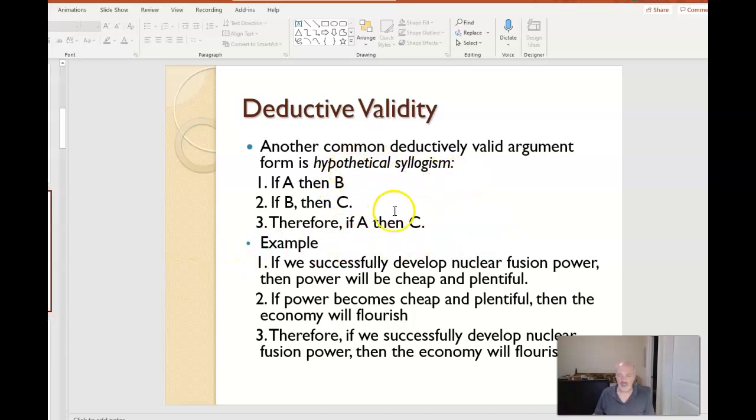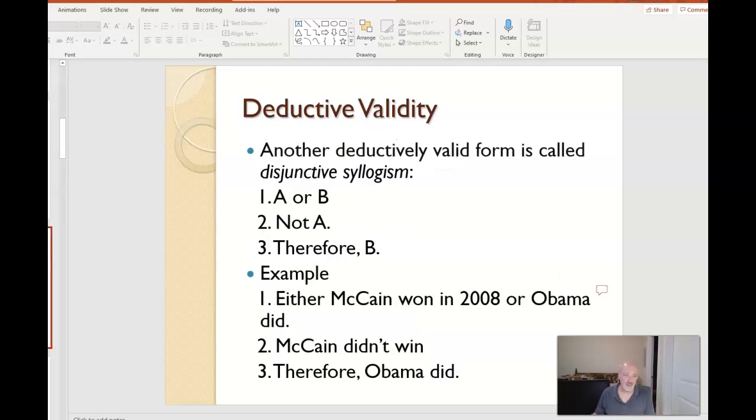So again, canvassing the arguments that the book gives us, there's a hypothetical syllogism, which is 3 if-then statements in a row, connecting A to B, B to C, therefore A to C. So again, this is, I believe, a simple framework, and can be understood, it makes sense, or it is valid.